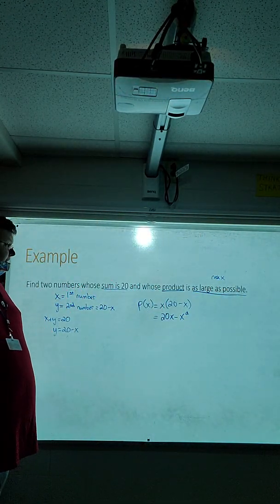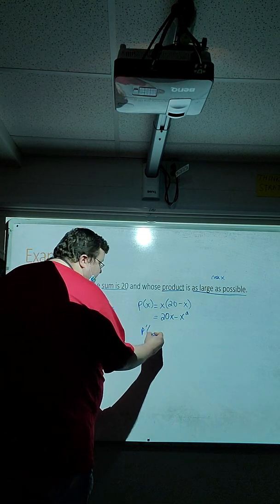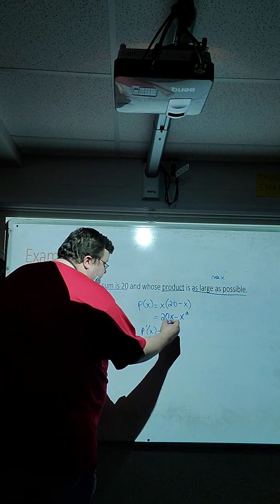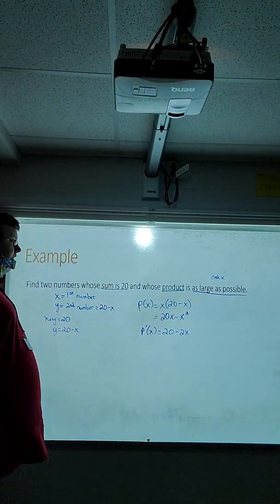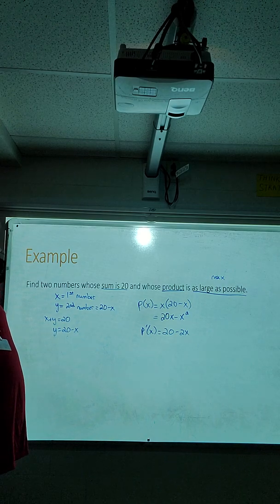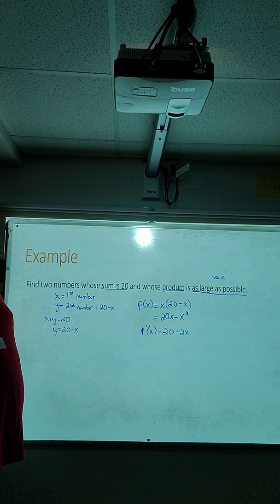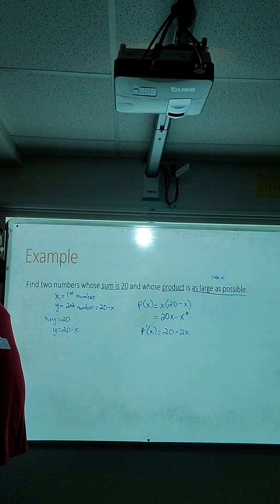So we want to find the maximum, so we'll do just like what we did in this last unit. We'll do an appropriate test. We'll first find our derivative. The derivative of this would be 20 minus 2x. We want critical points, points where the derivative fails to exist or the derivative equals 0.